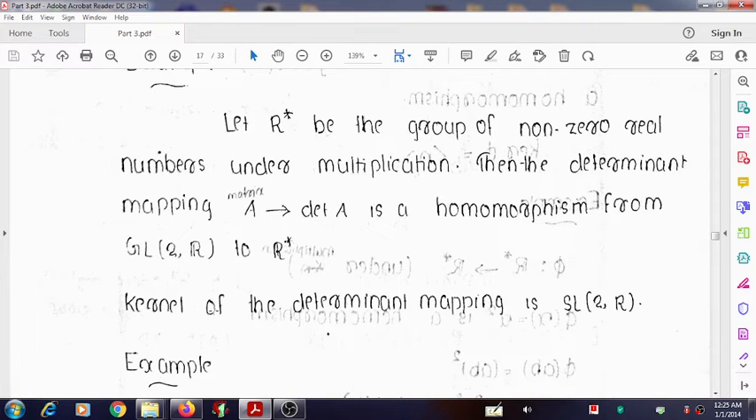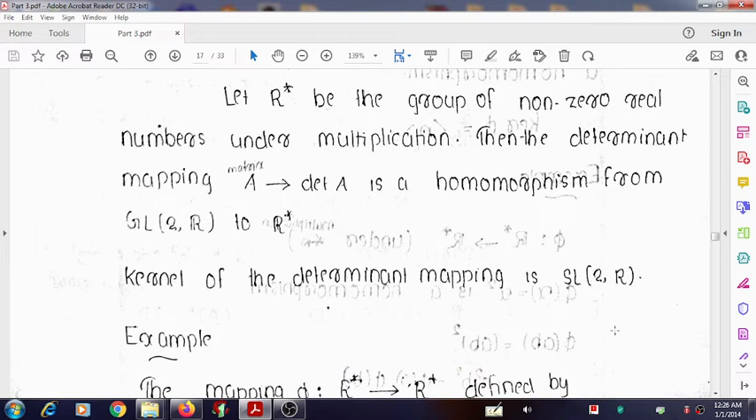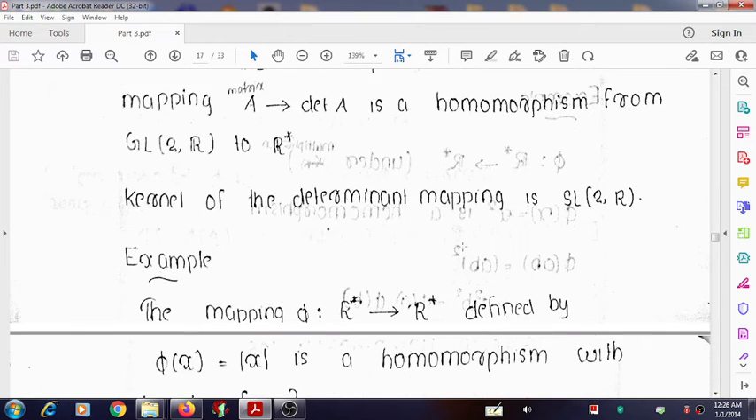Moreover, what is the kernel of this homomorphism? The kernel is the set of those square matrices belonging to GL 2R whose determinant equals 1. So it is clear that the kernel equals SL 2R. What is the meaning of SL 2R? SL 2R is the set of all 2 by 2 matrices having determinant equal to 1. So the kernel equals SL 2R.